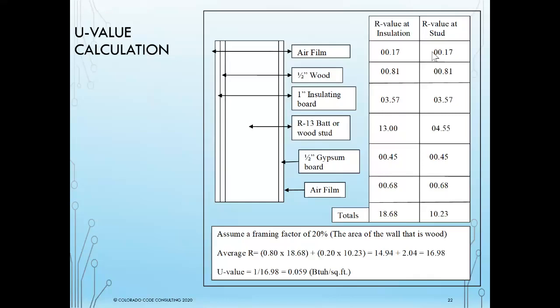So we got a piece of half-inch wood. We're saying it's about a 0.81. I threw in a half-inch insulating board in there for fun. So it's got a little over 3. Then we get to the bat itself.